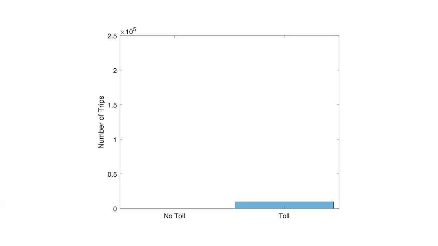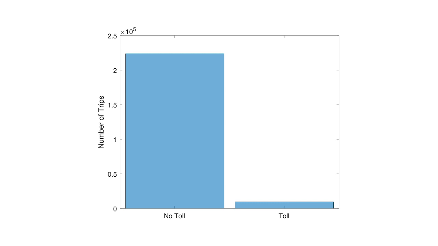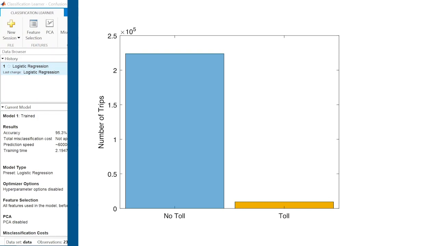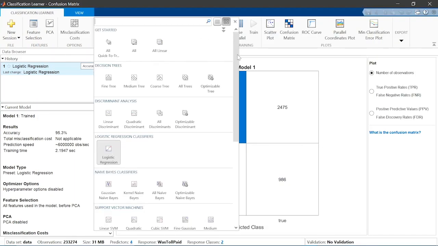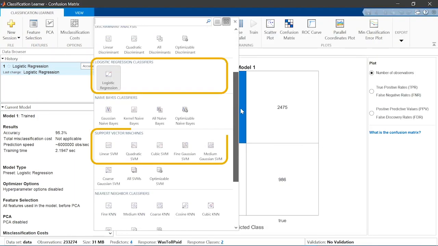In this model, only about 10% of the actual tolls are correctly predicted by the model. This is because of the imbalance in the class sizes. Out of the over 230,000 trips, fewer than 10,000 had a toll. Since only about 4% of the trips have tolls, a model that always predicts no toll would have 96% accuracy. It just wouldn't be very useful. Models like logistic regression and SVM often have trouble dealing with datasets with imbalanced classes like this.